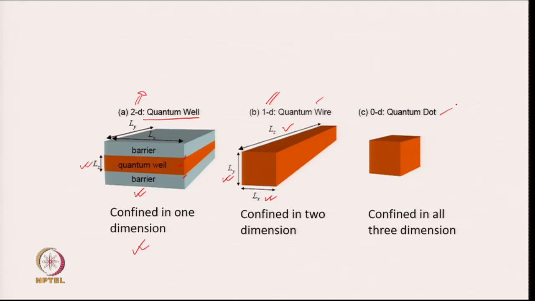Quantum dot: in all 3 directions it is confined, because the length in all 3 directions is of the order of the wavelength of an electron. So, this is known as 0D, because here 0 stands for the number of directions in which the material is unconfined. Since the material is confined in all 3 directions, there is no direction in which the material is unconfined.